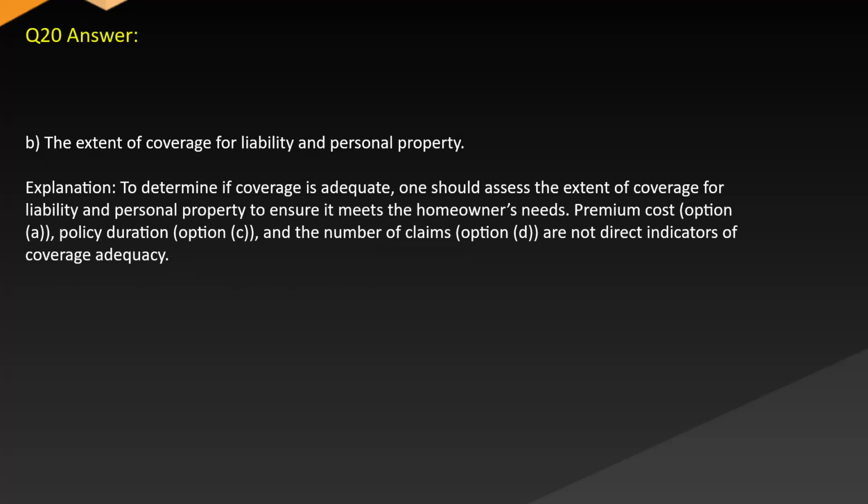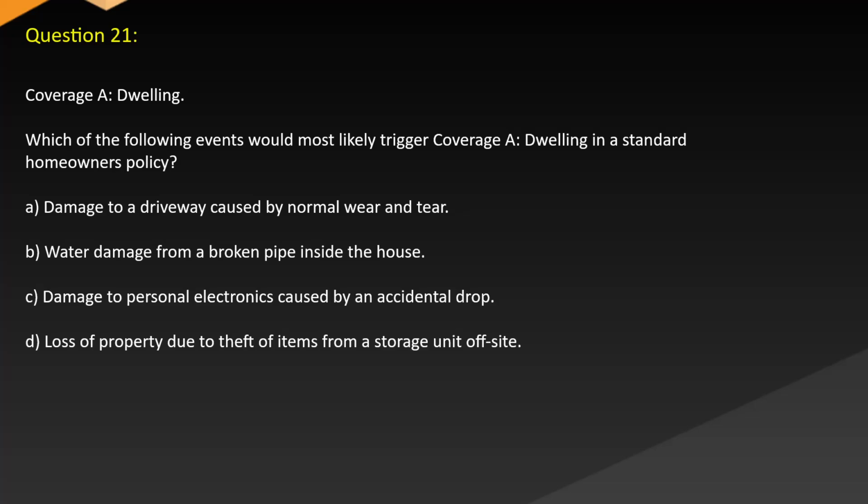Answer: B. The extent of coverage for liability and personal property. Explanation: to determine if coverage is adequate, one should assess the extent of coverage for liability and personal property to ensure it meets the homeowner's needs. Premium cost, option A, policy duration, option C, and the number of claims, option D, are not direct indicators of coverage adequacy.